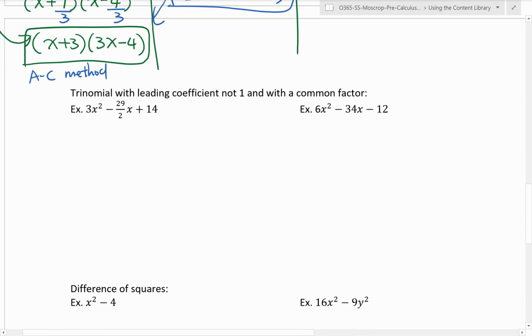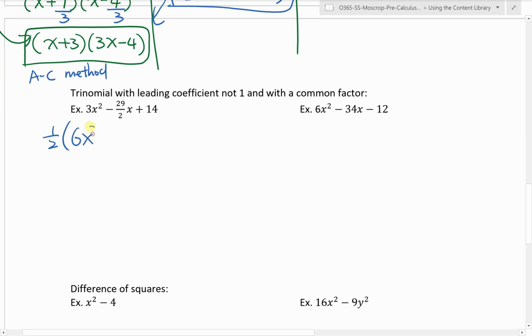Okay, so this is a different type of question. It says trinomial with leading coefficient not 1, and with a common factor. Okay, so now this right here, really it's not really a common factor, but we have a fraction here, which is terrible. Okay, so we don't want a fraction there. So what we can do is we can actually factor something out. We factored 1 over 2 out. Okay, so when we factor, remember we are dividing. So 3 divided by half, it's like you're doubling 3.